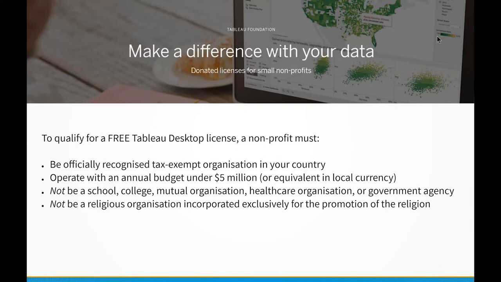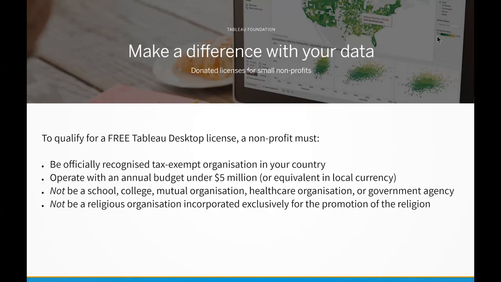To qualify for a free Tableau Desktop license, you must be officially recognized as a tax exempt organization in your country. In Australia, that tends to mean that you're an incorporated association or something similar. In other countries around the world, obviously, you need to qualify for that non-profit tax exempt status. In the US, it's the equivalent of a 501(c)(3), I think it's called. You must have an operating budget of under $5 million USD, or the equivalent in local currency. You cannot be a school or college or everything else on that list, and you can't be a religious organization. If you are a school or college, you can qualify for licenses in a different way, just not under this scheme that I'm talking about today.